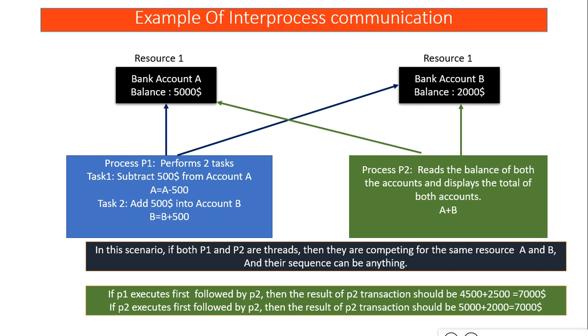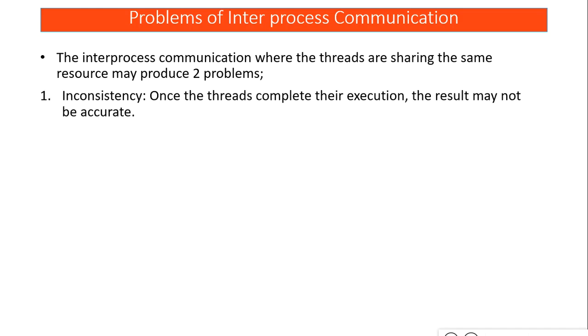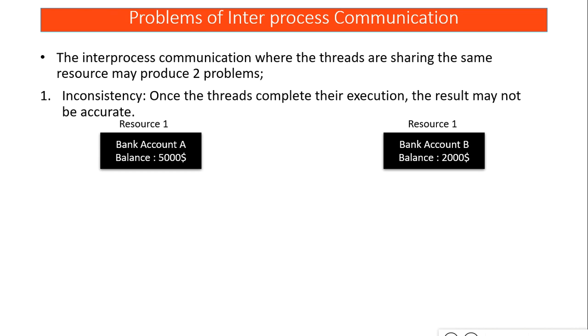But in threads we have learned that the processes or the threads can be left in between and continued later on. Now this can create a problem. Let's see. The first problem is inconsistency and the second problem is deadlock. But first of all, we'll study inconsistency. So let's see where the inconsistency will come.